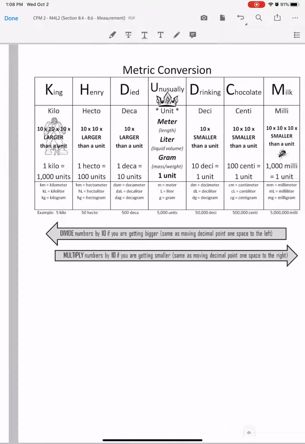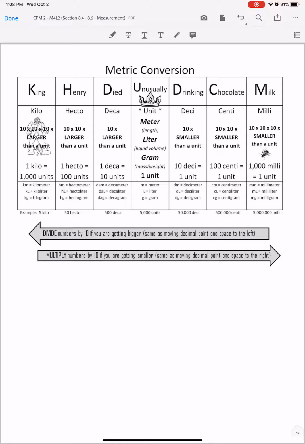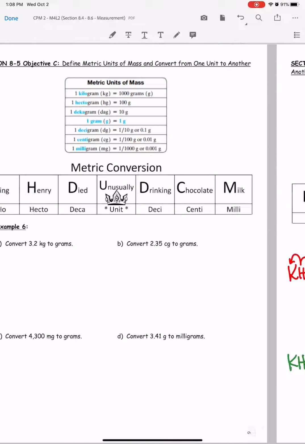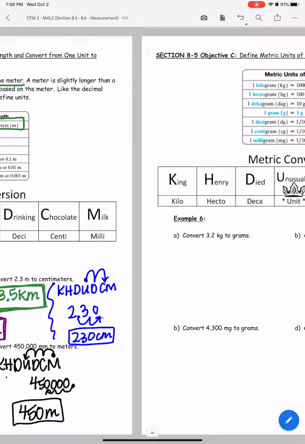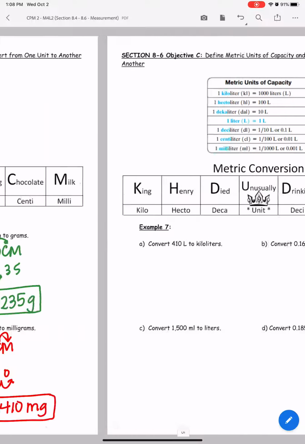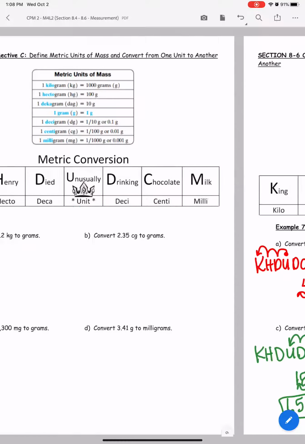This very last page is just information for you. Okay, you can use it if you'd like to, or you don't, but it's showing you that your unit is meters for length, liter for volume or capacity, grams is your weight or mass. So that's just kind of an information page for you. But these last three have all been the exact same, no matter if I'm doing length here, weight here, and capacity here.